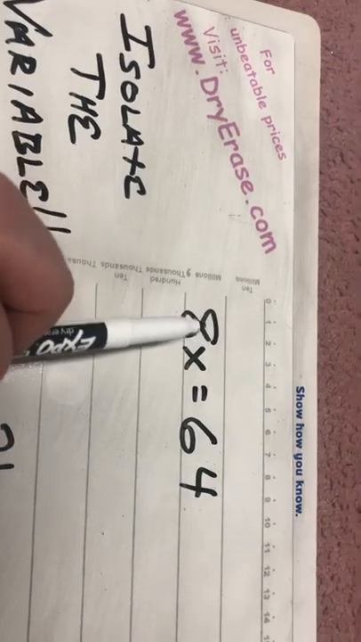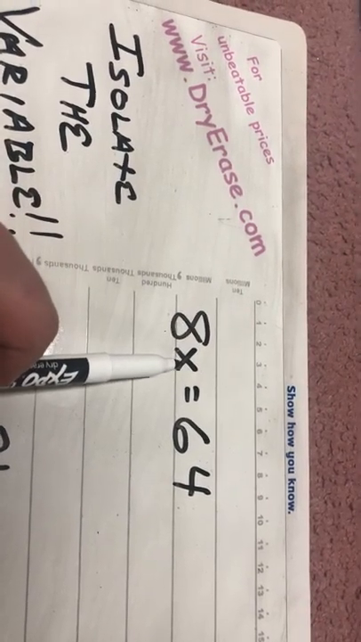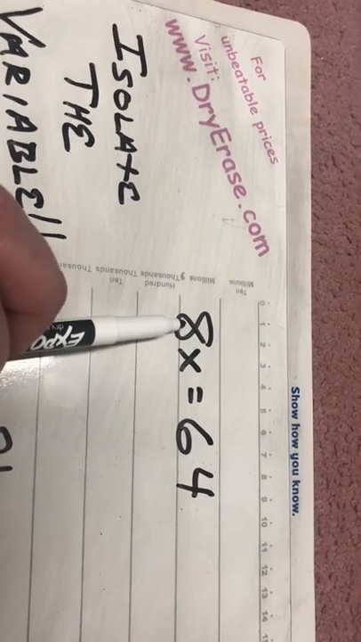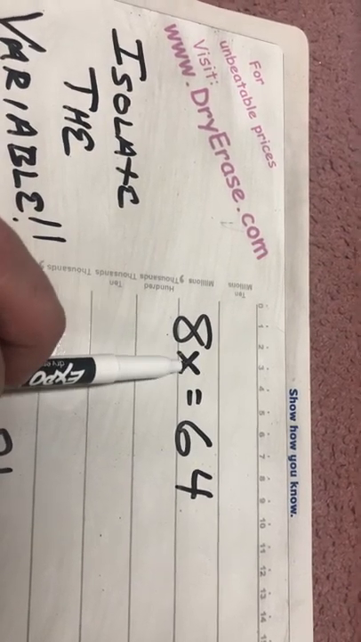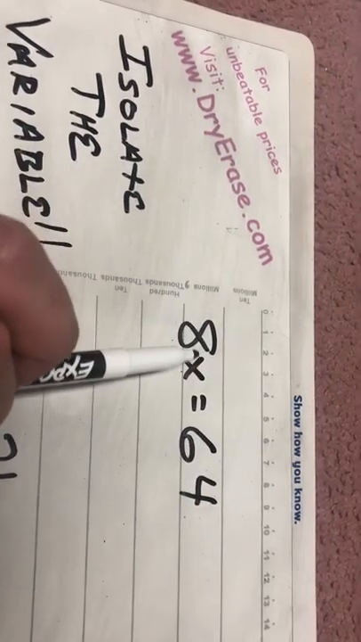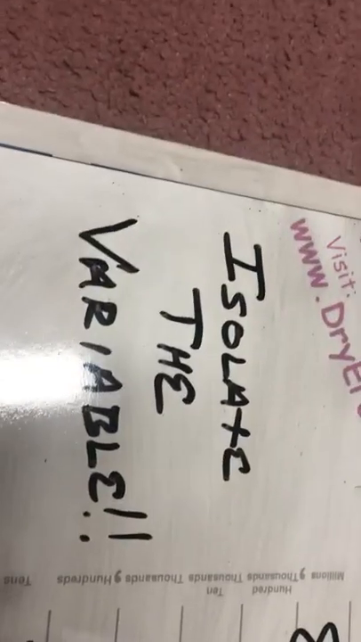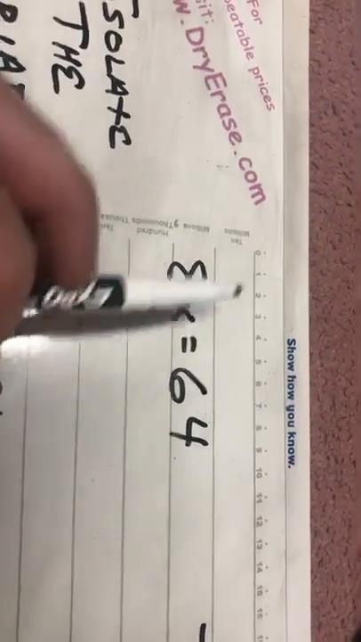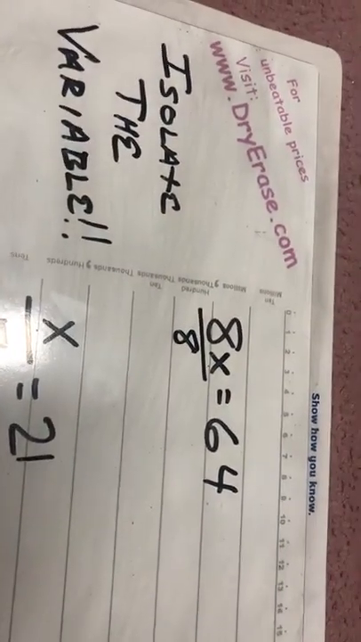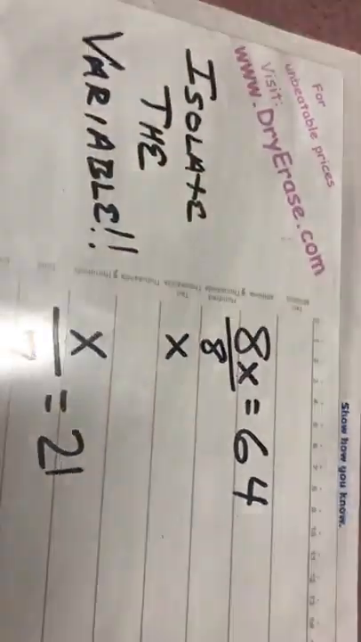You want to get familiar. Anytime a number is right next to a variable, that means multiplication. So this is 8 times x equals 64. Since this is a multiplication equation, to isolate the variable, I divide, which means I divide this side by 8. That leaves me with x.